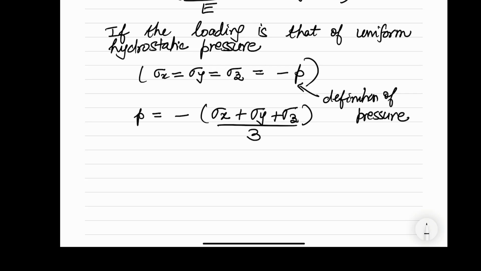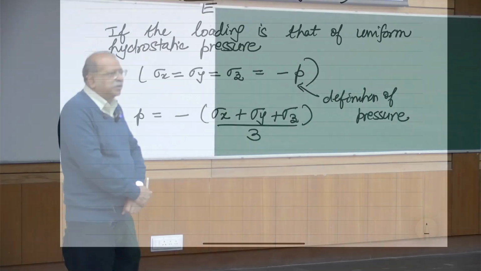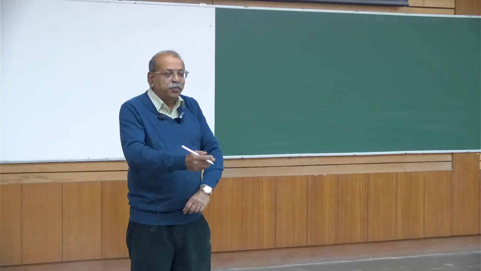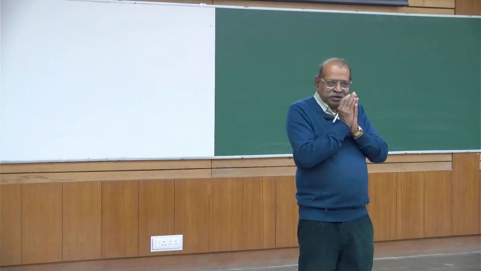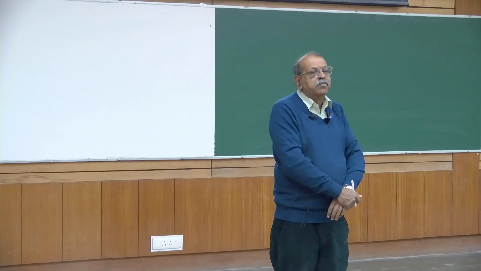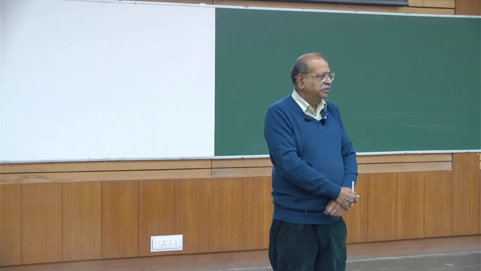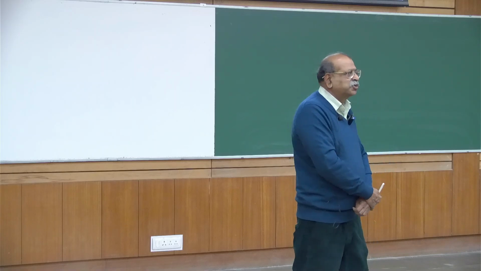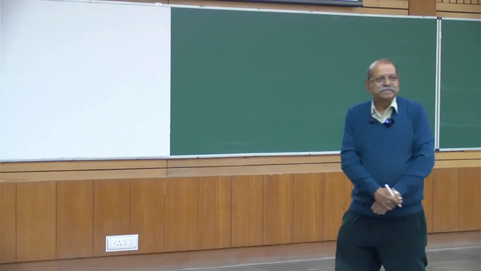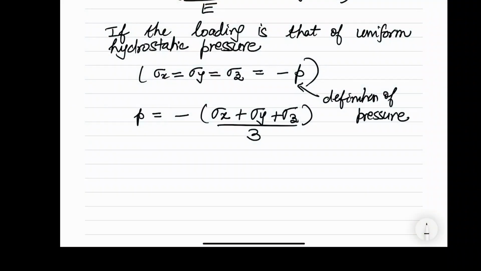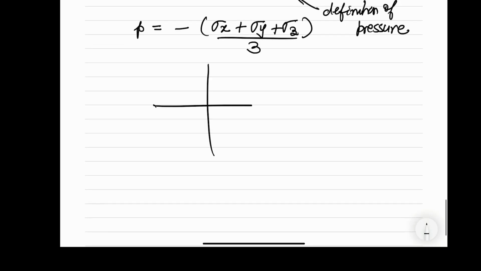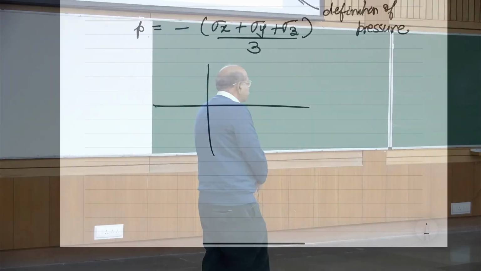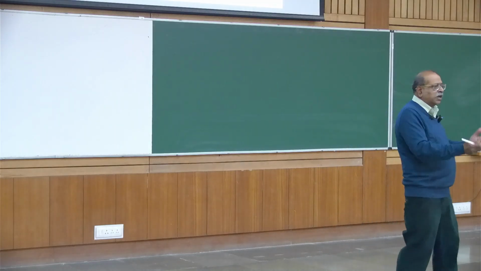Now, how will the Mohr circle for this look like? Just try to plot. How will the Mohr circle look like? Think a little. This is a three-dimensional state of loading. This is one of the questions I normally ask in the exam. Now I am doing it in class today itself.